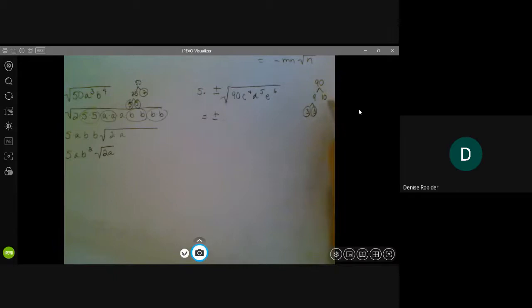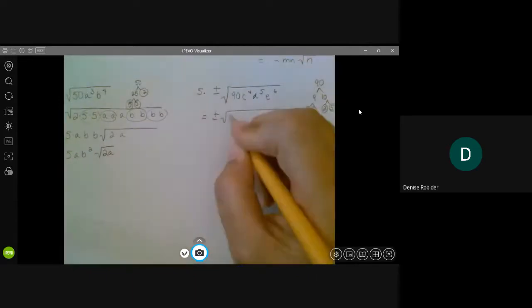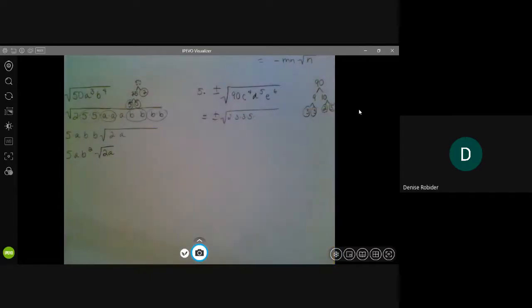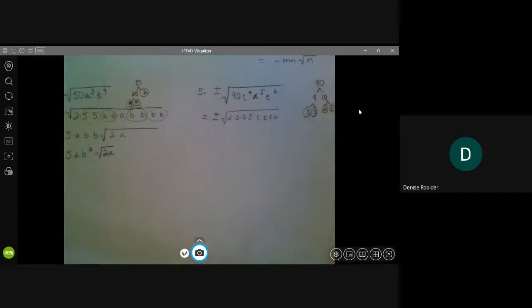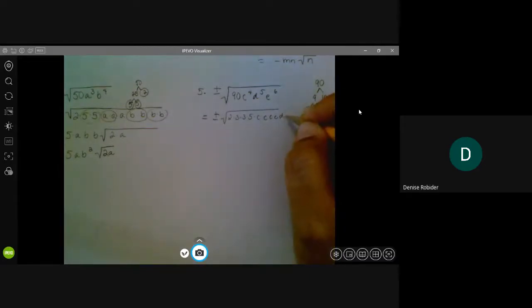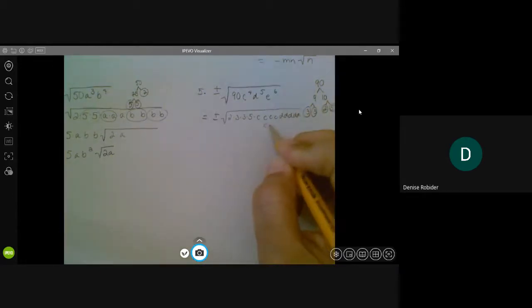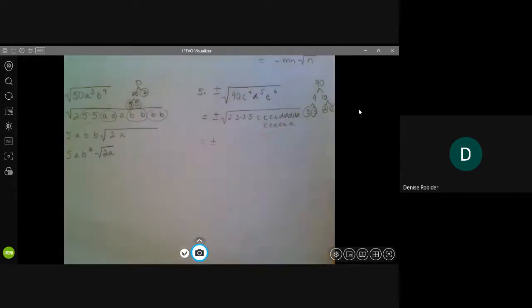9 is 3 times 3. 10 is 2 times 5. So this is the square root of 2 times 3 times 3 times 5. I'm going to bring in my C's. I'm going to bring in my D's. Good grief. I'm going to bring in my E's. Goodness. Don't ever tell anybody I did this, even though it's on video and it's going to be forever.